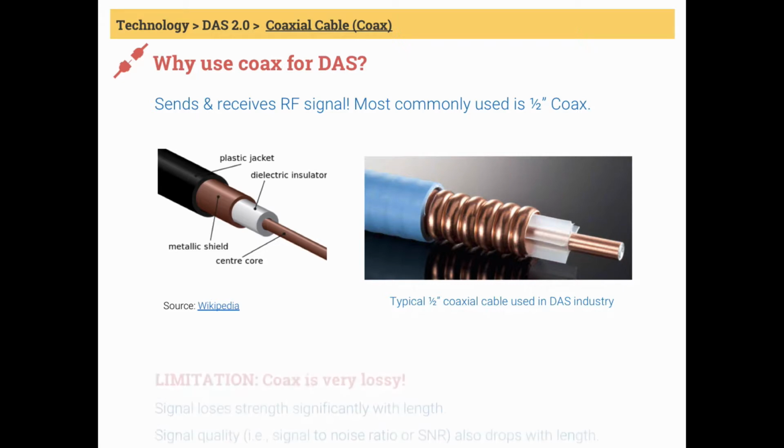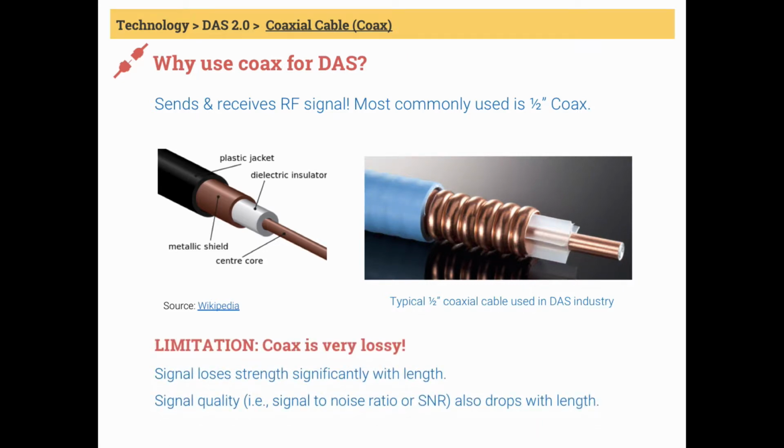Unfortunately, coax-based system has limitation. It's very lossy. That means signal loses strength significantly with length. Signal quality also suffers. Signal quality is commonly known as signal to noise ratio or SNR. For good cell signal, we need both strength and quality of the signal. So in summary, coax is essential for transporting signal, but it's not good for long distance transport of that signal. By long distance, I mean 100 feet, 50 feet or longer.